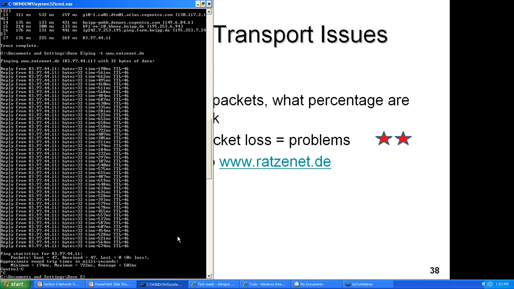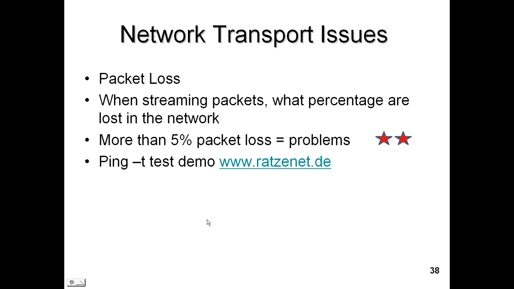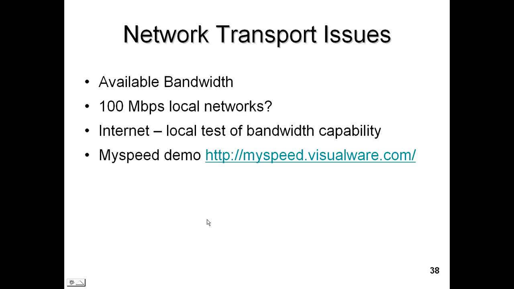So I'm going to press Control-C to end this. And you see that our average time is 502 milliseconds, or half a second, to get from Chicago to Germany. So the ping -t test tests for both latency and packet loss.